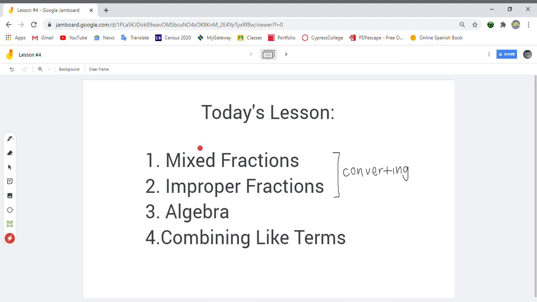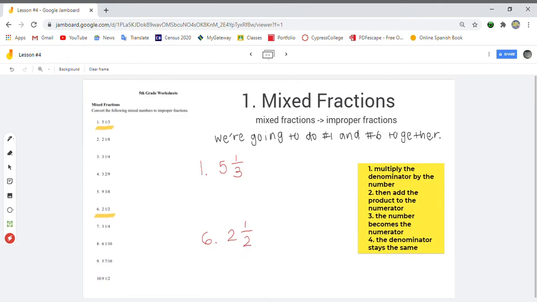Hi, 5th graders. Today we're going to go over how to do mixed fractions, how to convert improper fractions, and how to do algebra and how to combine like terms. So our first lesson is mixed fractions. We will be converting mixed fractions to improper fractions. And we'll be doing number 1 and number 6 together. Our number 1 says 5 and 1/3.